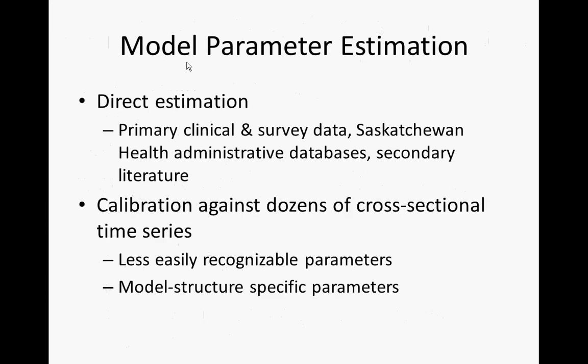But a second source of model parameter estimates was calibration against a variety of cross-sectional time series. For parameters which we couldn't estimate directly, we associated them with values that seemed to confer the best fit to the data that we could observe on a wide variety of factors in the model, related to dozens of time series.